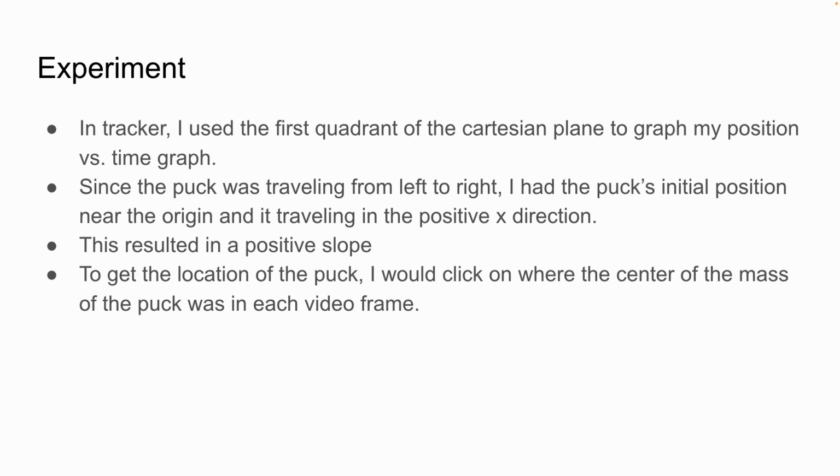Experiment. In Tracker, I used the first quadrant of the Cartesian plane to graph my position versus time graph. Since the puck was traveling from left to right, I had the puck's initial position near the origin and it traveling in the positive x direction. This resulted in a positive slope. To get the location of the puck, I would click on where the center of mass of the puck was in each video frame.